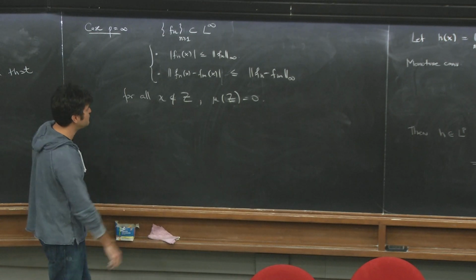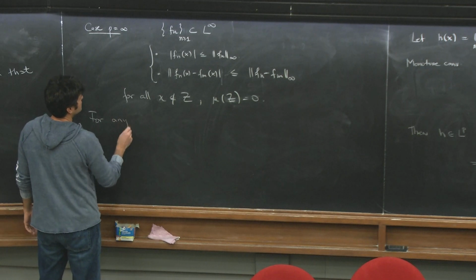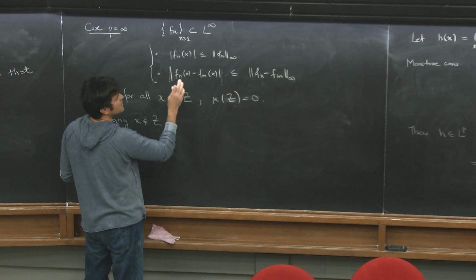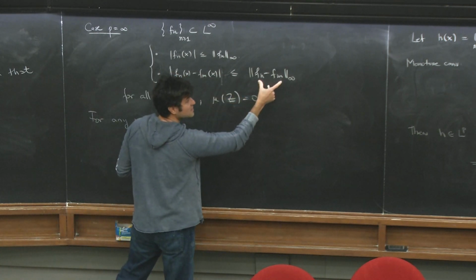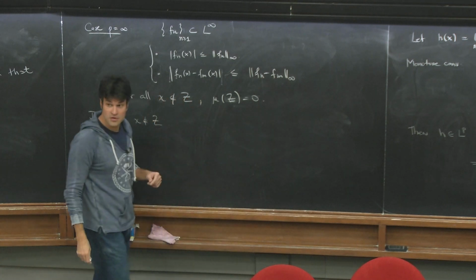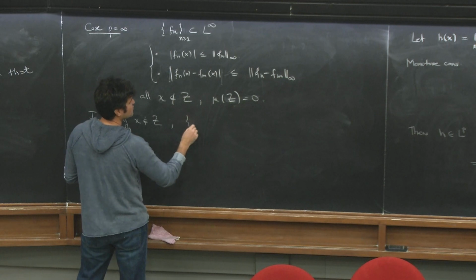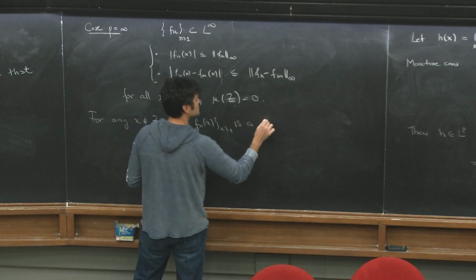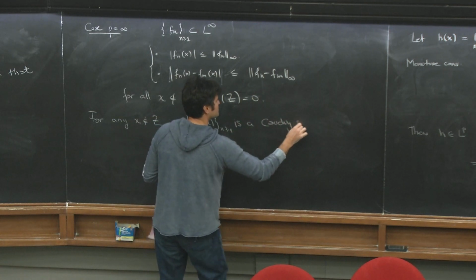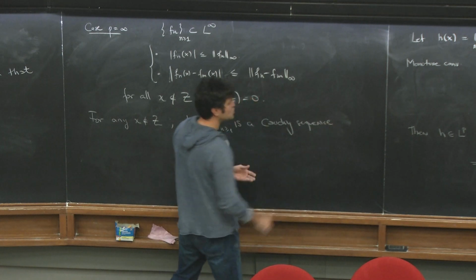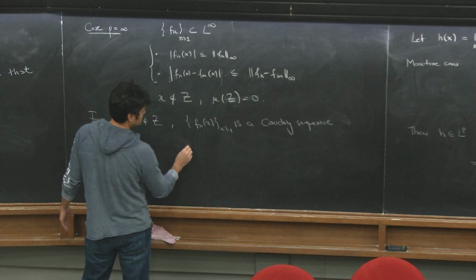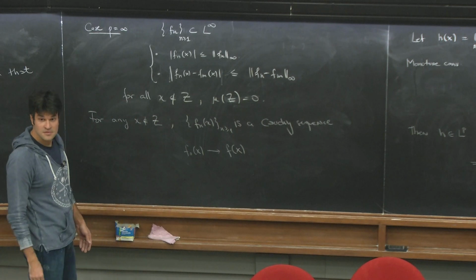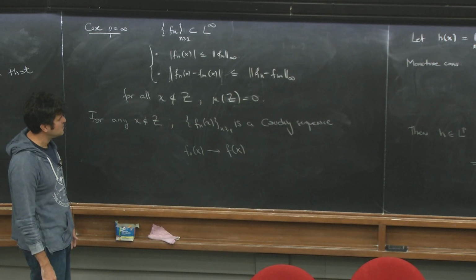Okay? So this means that for any x outside Z, since you have this condition pointwise, the absolute value of Fn of x minus Fm of x is less than or equal to this, and this is a Cauchy sequence, so this is going to 0. You have that the sequence Fn of x is a Cauchy sequence of real numbers, and therefore Fn of x converges to a function that we call f of x. Okay? And there you have it.